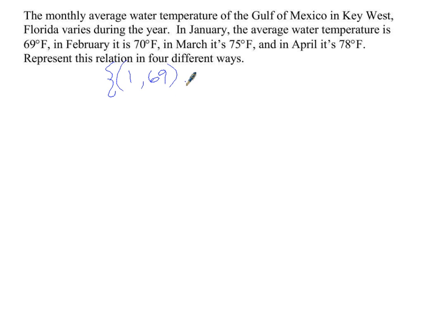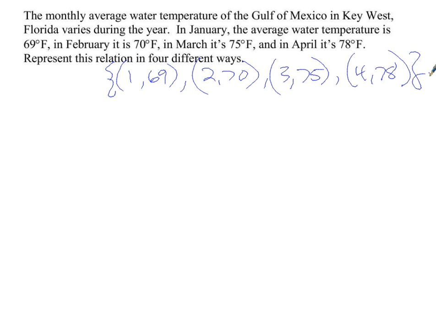These are ordered pairs, then comma, then your next ordered pair, which will be 2, 70. And then your next ordered pair, which will be 3, 75. And then, do we have another one? 4, 78. Close your squiggly bracket. So there's the relation. Now we got to represent it.